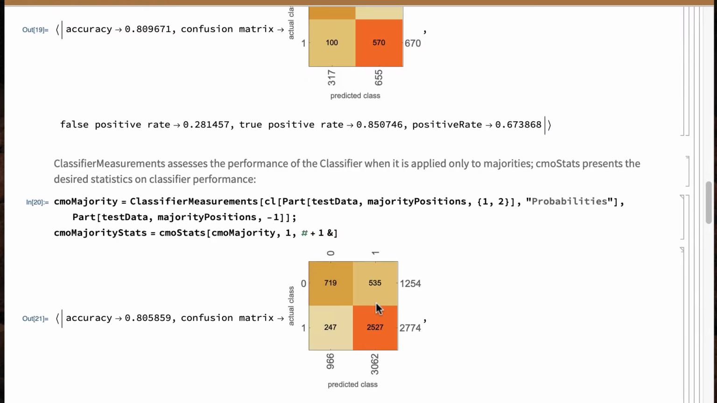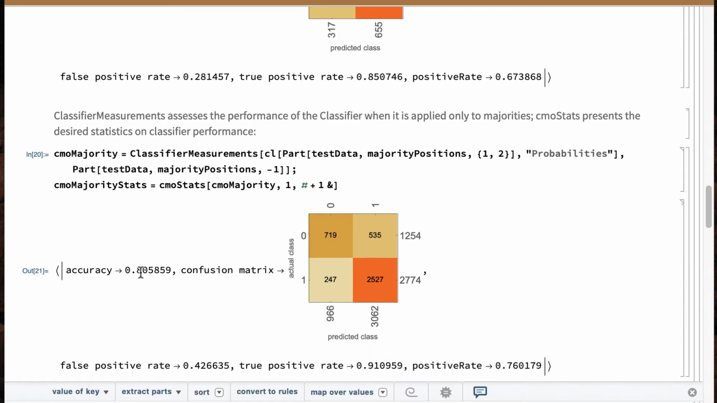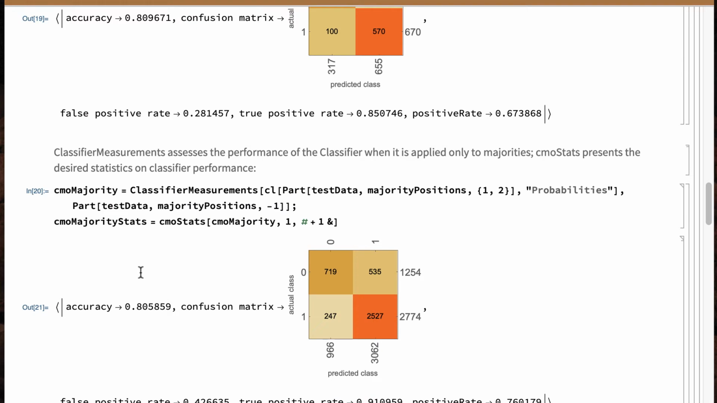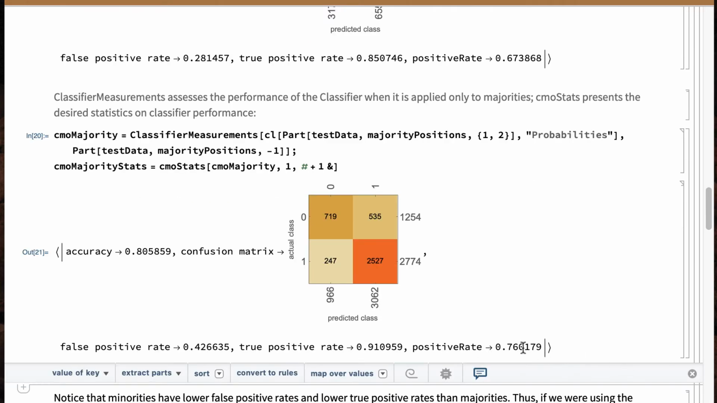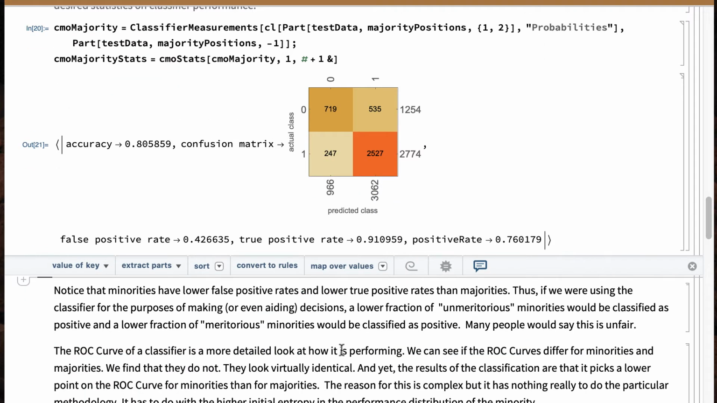And what we'll see is accuracy is within one person on both groups, but the positive rate is higher. And why is that? It's because the machine is going to let in 42% of undeserving majorities, and it will admit 91% of deserving majorities. And so both the false positive rate and the true positive rate are higher for the majorities than for the minorities. And many people would say that's unfair.